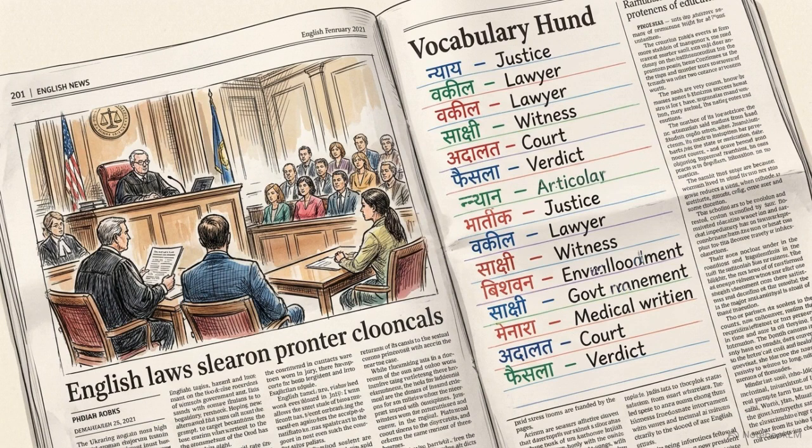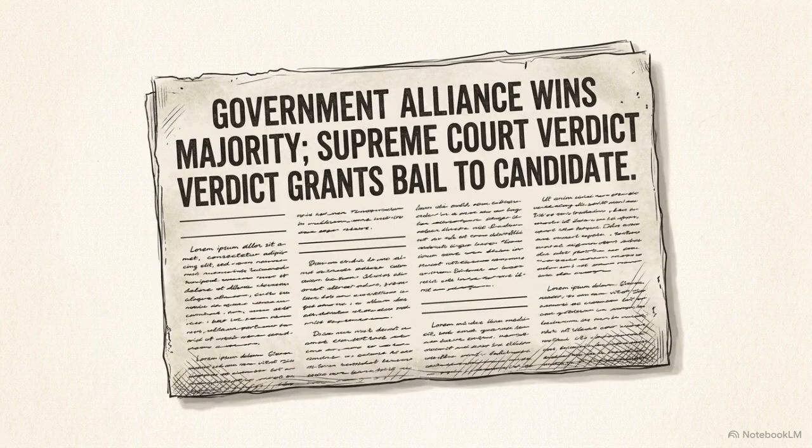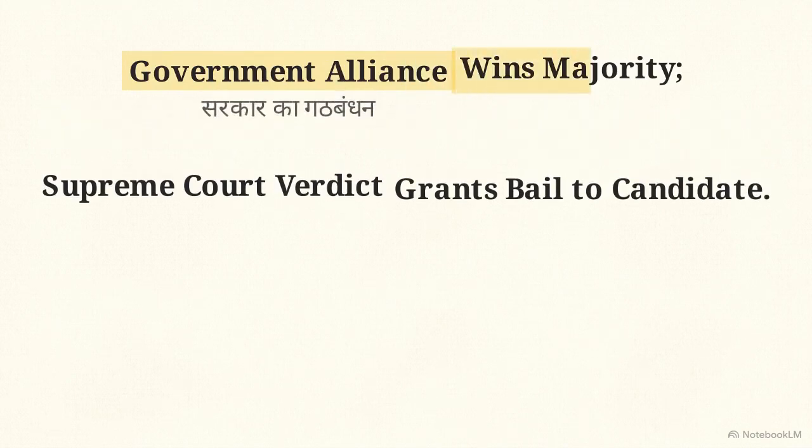Legal English can seem distinct from everyday speech, but these specific terms represent basic societal concepts that are already familiar to you in Hindi. Refer to the vocabulary matrices you just wrote down. Let's return to the headline we saw at the beginning of the video. Using our matrix, government alliance maps directly to Sarkar Ka Gathbandhan. Next, wins majority becomes Bahumat Jeetta Hai.